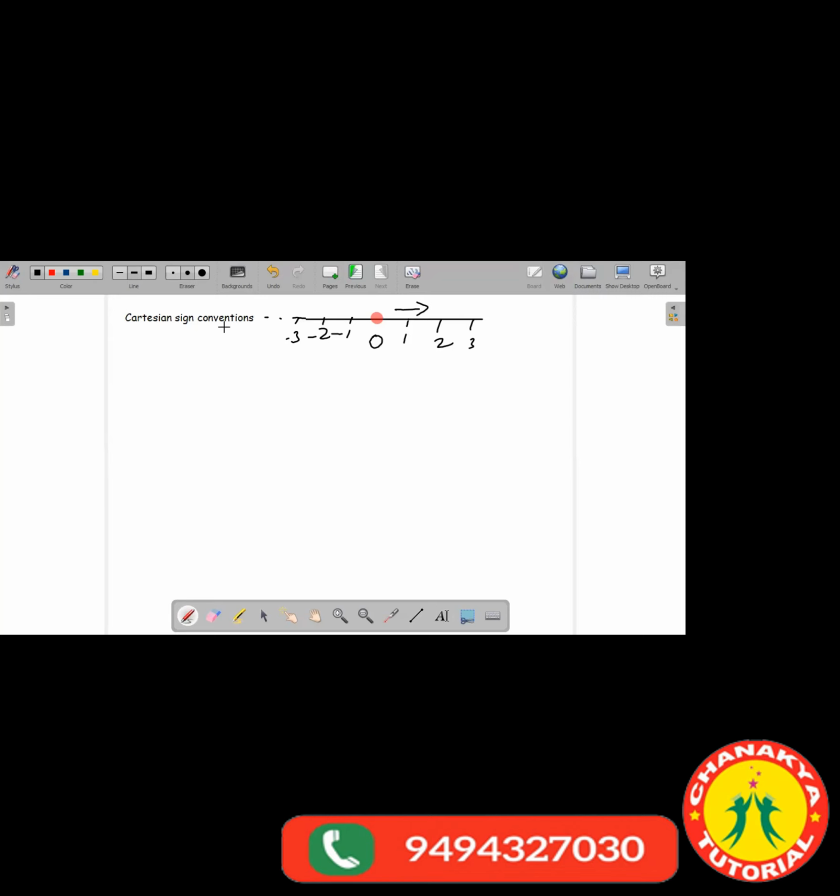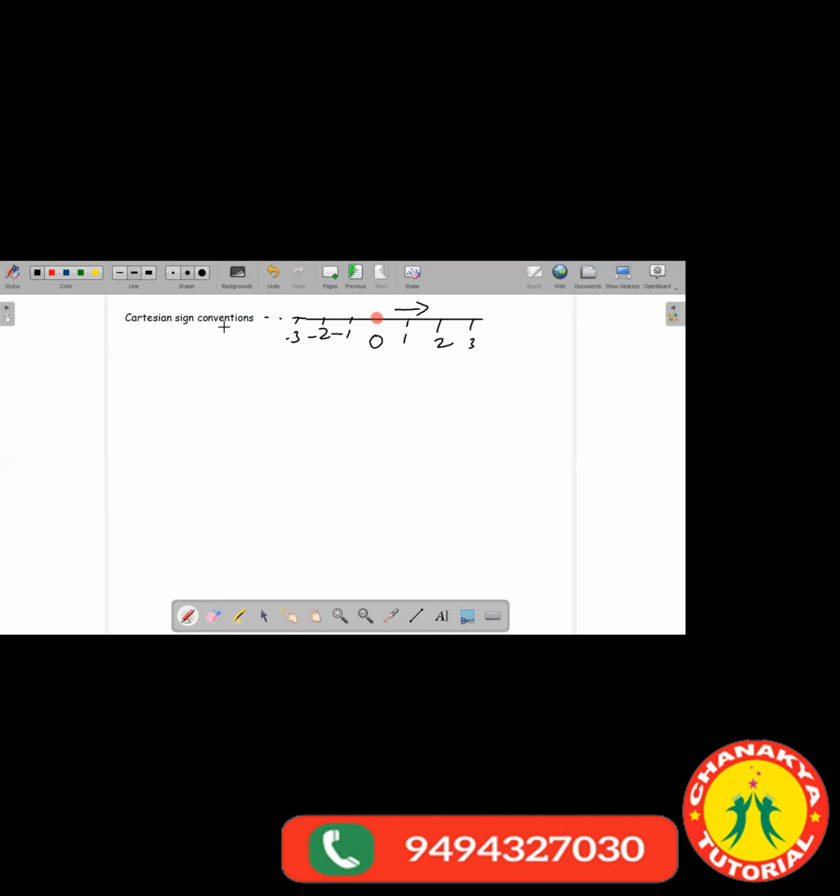So through the number system, we have learned that towards the right side it will be plus, and towards the left side it will be minus. Now, can I take the left side to be the plus sign? Is there any condition under which I can take the left side to be plus and the right side to be minus?